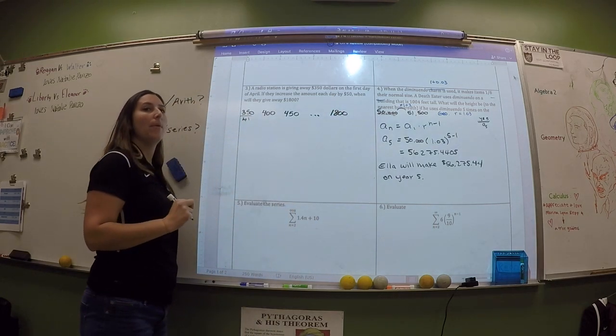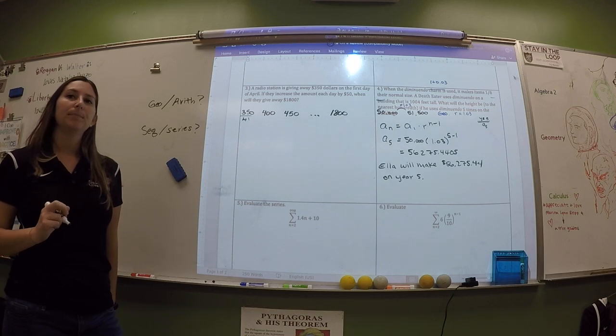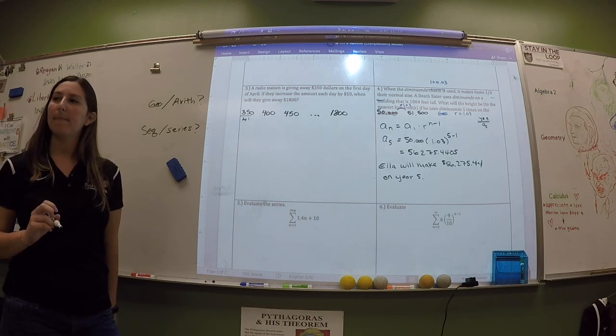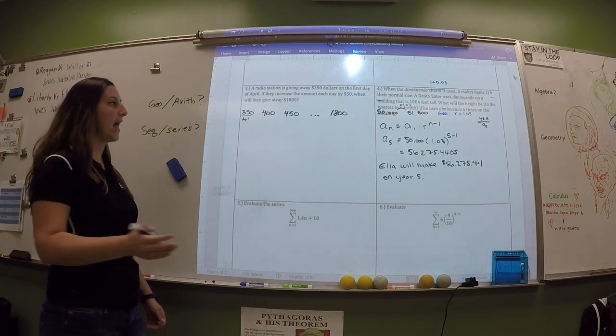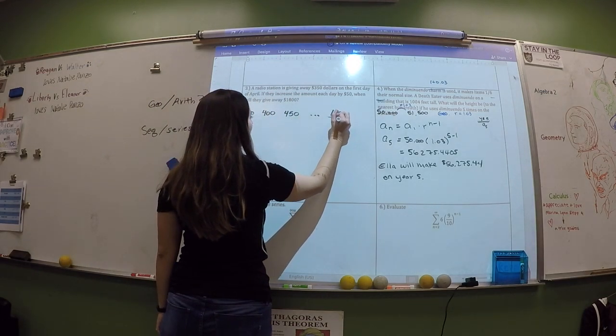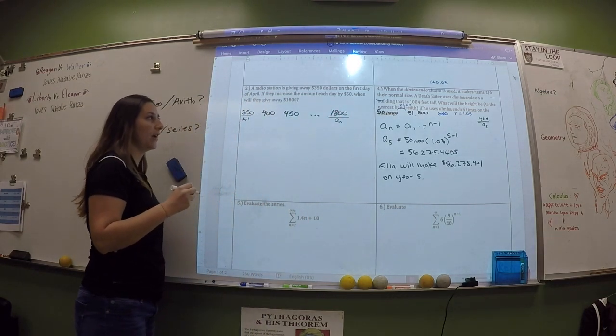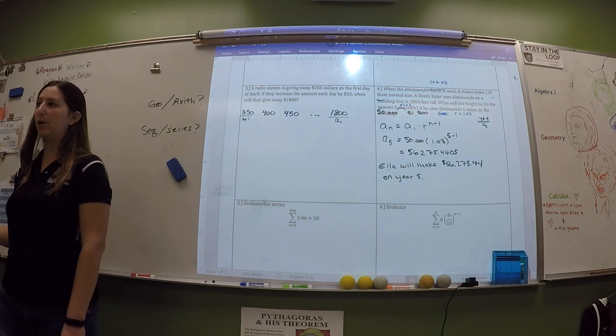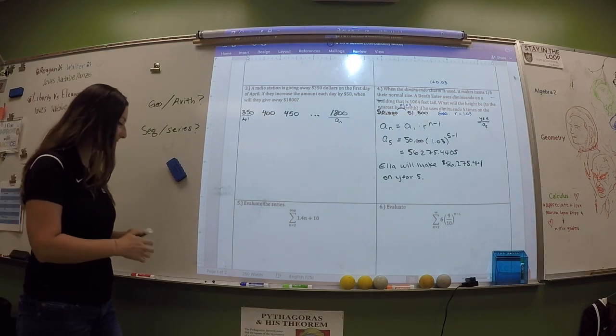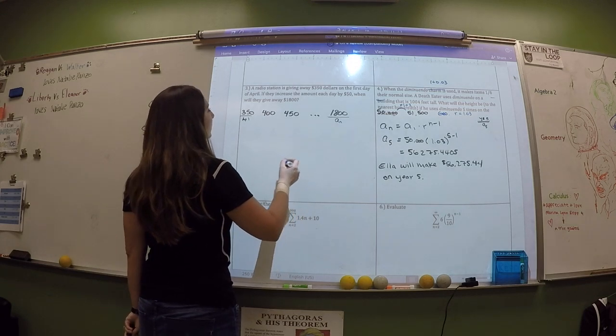So we're trying to find n. We have the term, but we don't know which term it is. So we're finding n. Is this arithmetic or geometric? Arithmetic, because it's going up by adding 50. And it's still a sequence.